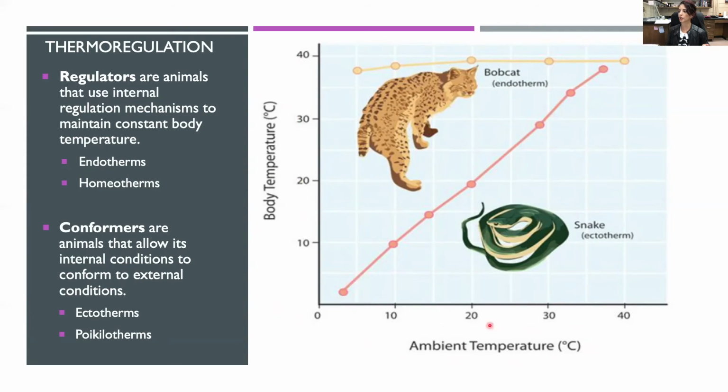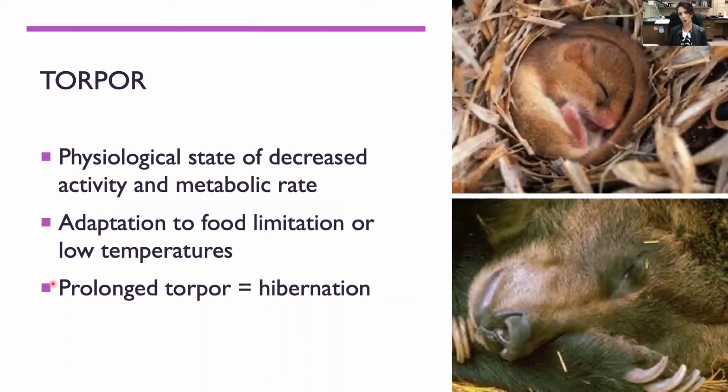As we go from cooler to hotter temperatures, this bobcat really doesn't change much. It is able to regulate its internal body temperature pretty easily. Whereas this snake, it responds very strongly to changes in external conditions, in that ambient temperature here. We can also call conformers poikilotherms, and herpetologists, people that study snakes and reptiles, love to use the term poikilotherms. So you are welcome to use any of these terms to mean animals that allow internal conditions to conform to external conditions. Let's move into something called torpor.